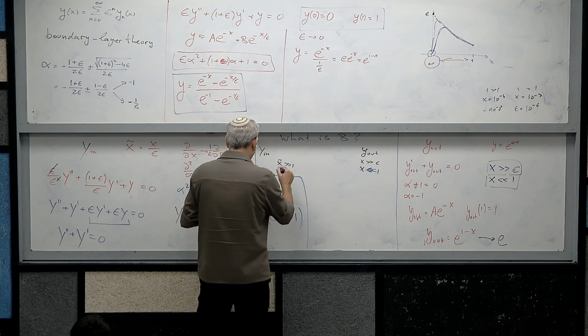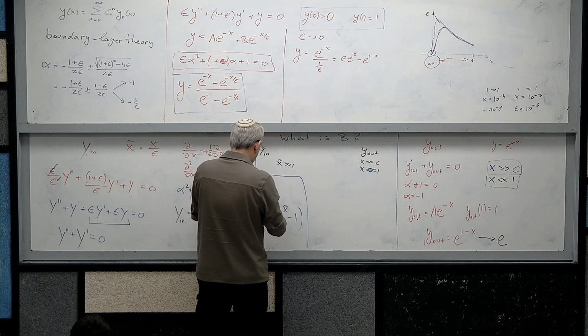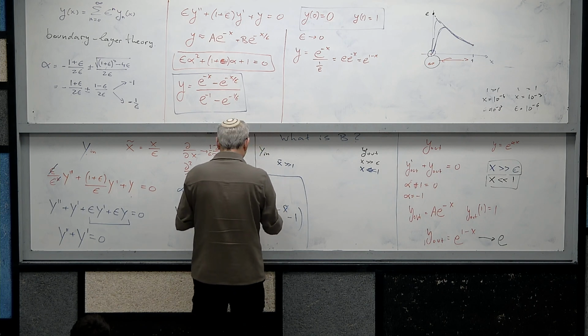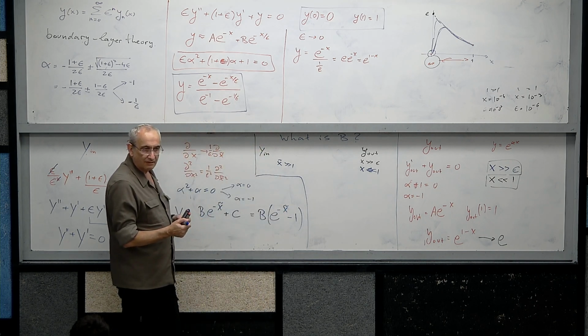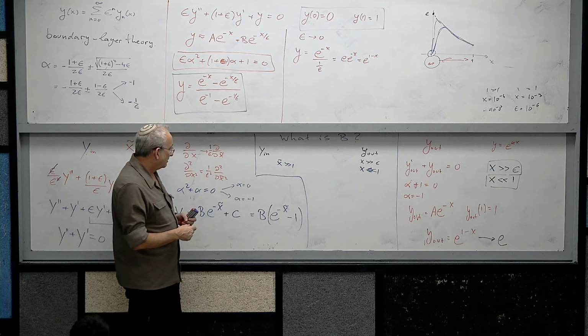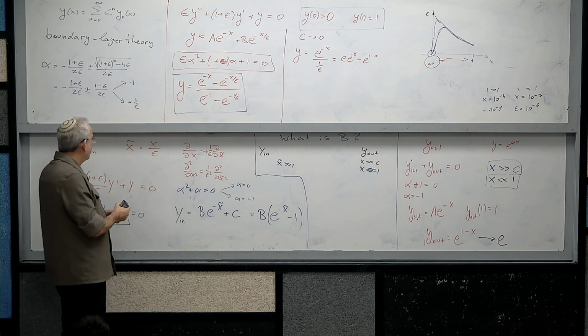Yes, okay. This is the assumption I would like to add. Why? You assume that x over epsilon, x tilde, is very small? No, okay.